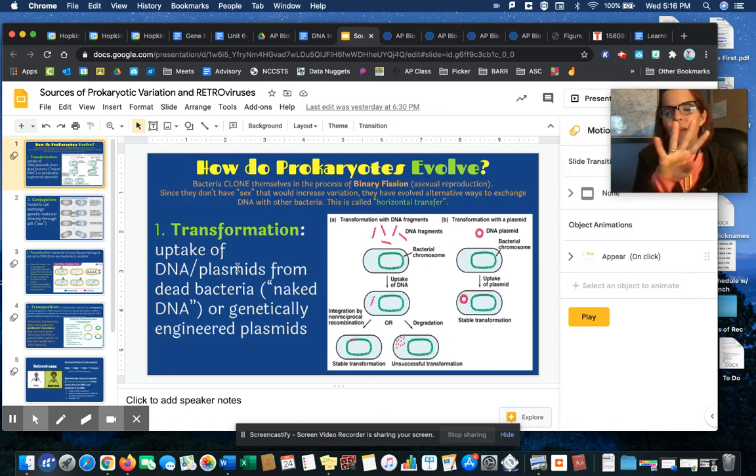So there are 4 ways that bacteria can change. Transformation is this amazing ability that they can just suck up DNA from the environment.